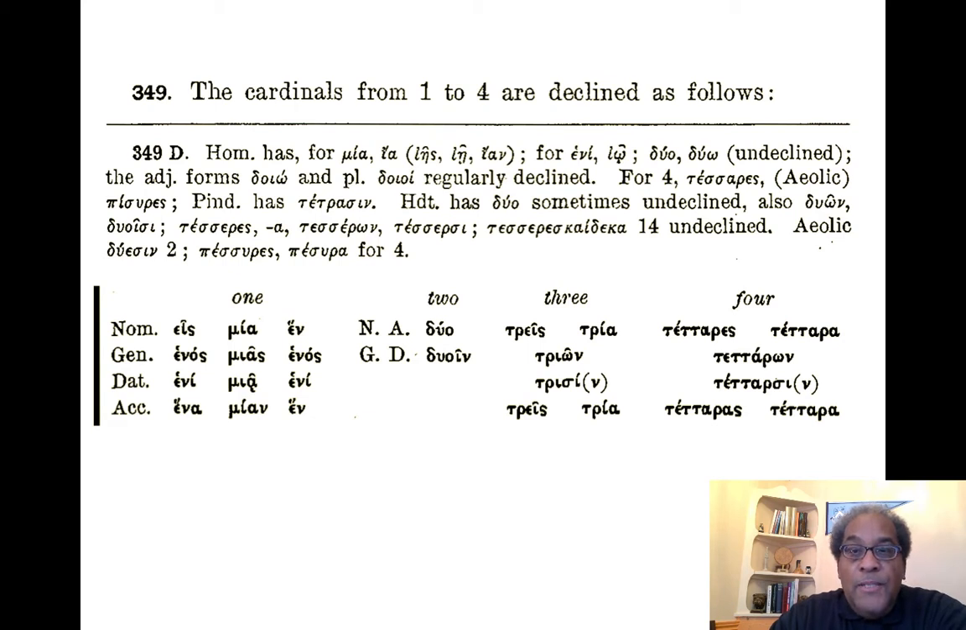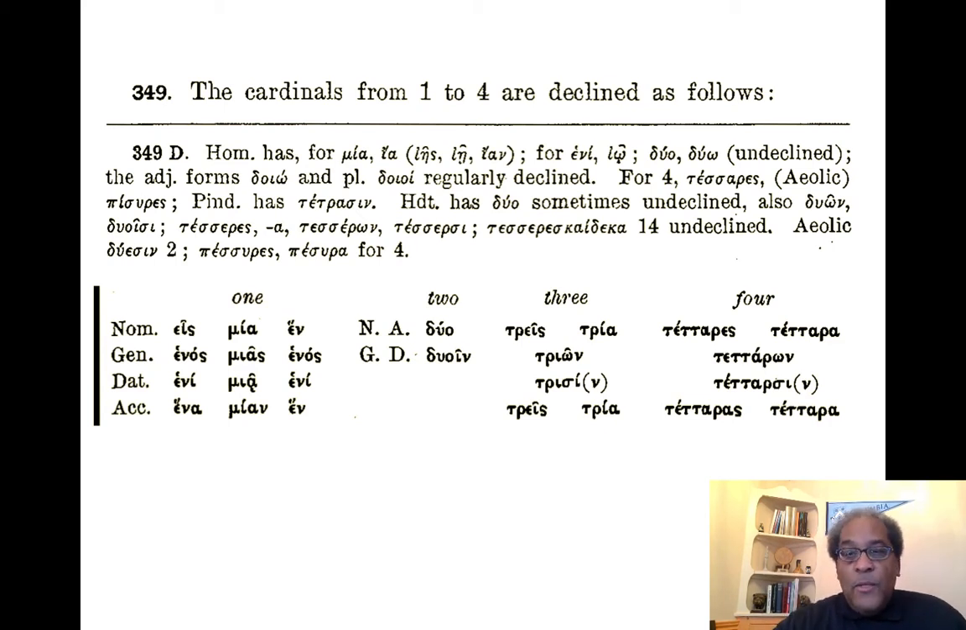Now regarding 2, you see duo and duoin, genitive dative, but Homer can also have duo with an omega. You see 349D that I have above here has some of the Herodotean and Homeric variations on these, which are the Attic forms featured in Smyth. So regarding 3, you have treis and tria. We talk of a tripod in English, so that's not hard to get. Trion being the genitive, trisi being the dative, and the accusative being treis, tria, identical to the nominative. Regarding 4, you have tettares, tettara, tettaron, tettarsi, tettaras, tettara.